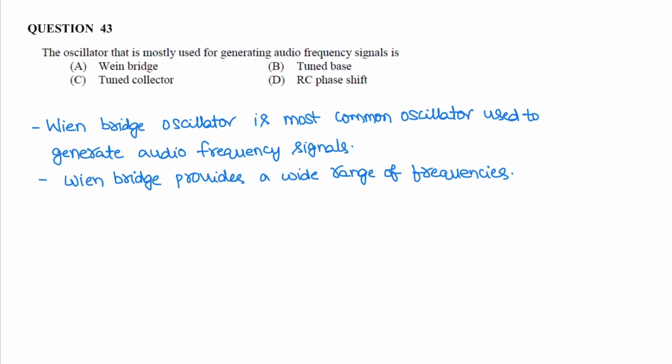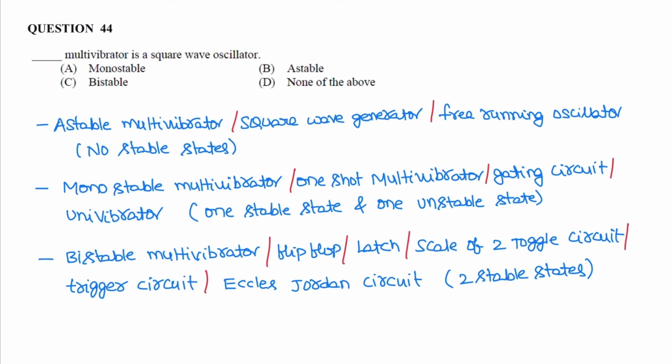Next question. The oscillator that is mostly used for generating audio frequency signals is the Wien bridge oscillator. It is the most common oscillator used to generate audio frequency signals. The Wien bridge provides a wide range of frequencies. The correct option is A.